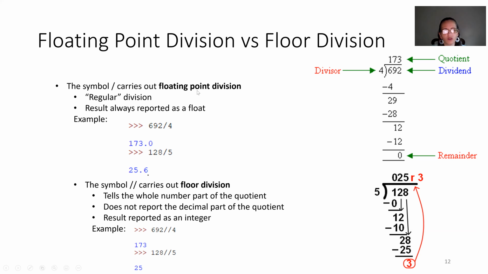So that's the major difference between the floating point division and the floor division: the floating point division is going to have a decimal point explicitly provided every time, whereas the floor division will not show you any decimal component ever. It will return an integer.